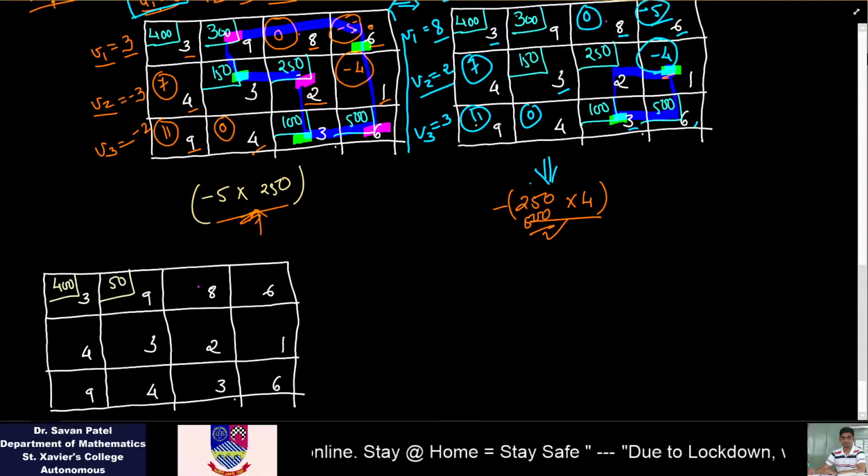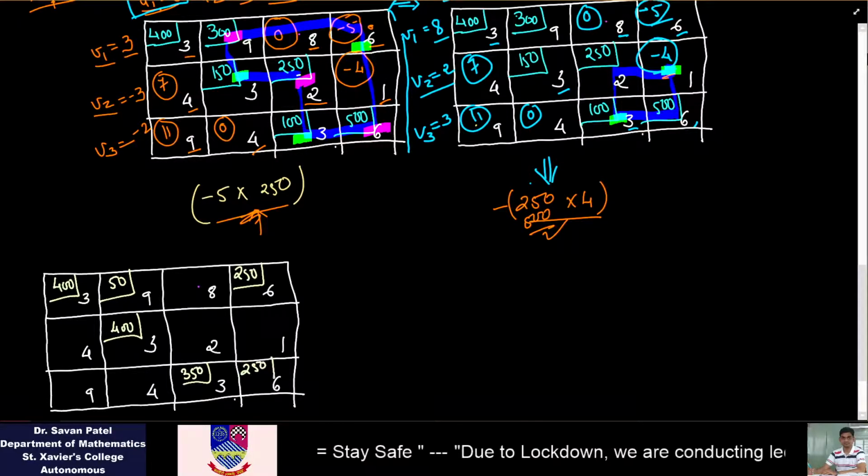Then here we have added 250 to 150, so here we will have 400. Here 250 is removed, so it will no more be there. Here we are having 100 plus 250, so here it will be 350. And here 500 minus 250, so it is 250. Okay, so this is our next allocation.